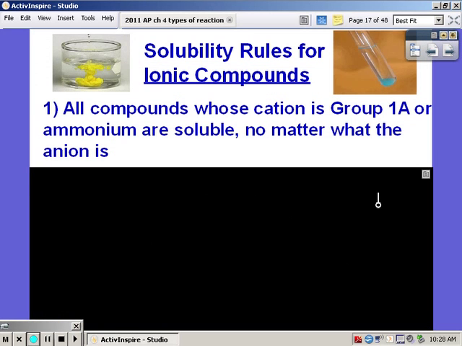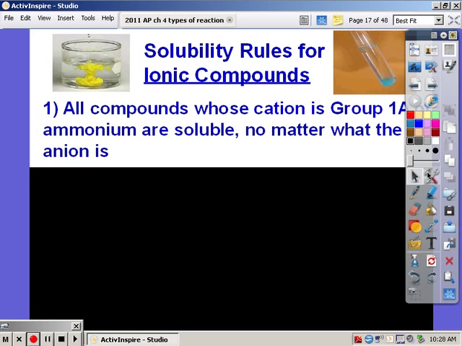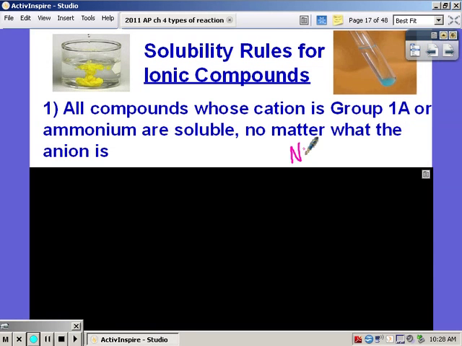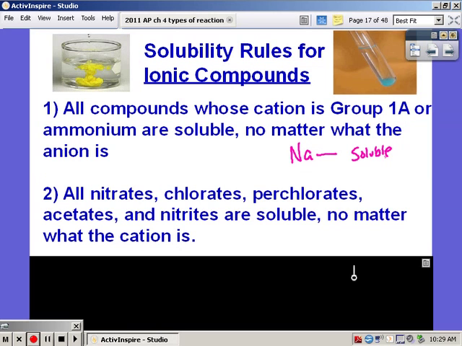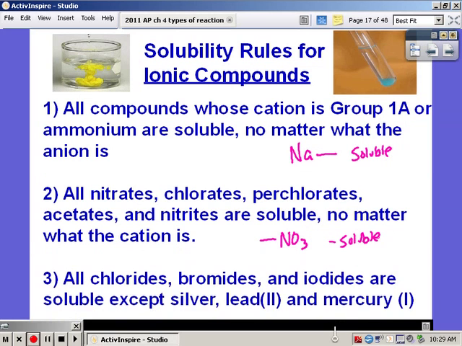So first, all compounds in group 1A or ammonium are soluble, no matter what the anion is. So if you had sodium whatever, it's soluble. Or ammonium whatever, it's soluble. All nitrates, chlorates, perchlorates, acetates, and nitrites are soluble no matter what the cation is. So whatever nitrate, soluble. All chlorides, bromides, and iodides are soluble except silver, lead 2, and mercury 2.